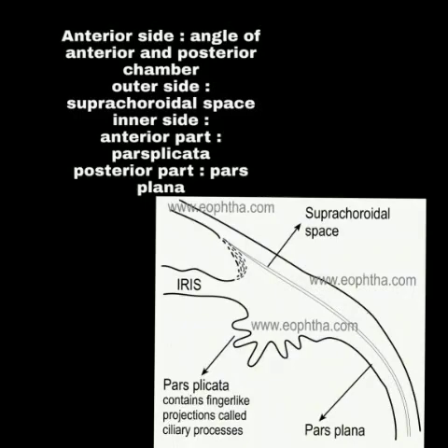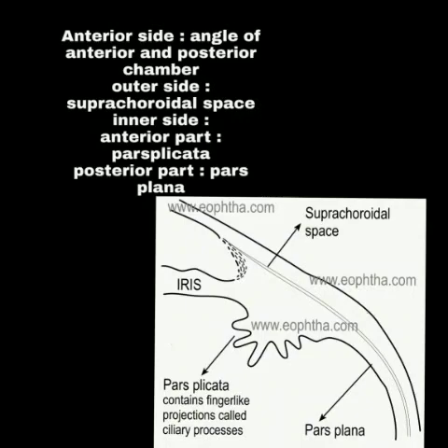Anterior side, it represents angle of anterior and posterior chamber. Outer side there is suprachoroidal space, and inner side there are two parts, anterior and posterior parts. Anterior part, it has finger like projections called ciliary processes, and the part is known as pars plicata, and the posterior part is smooth part, it is called as pars plana.